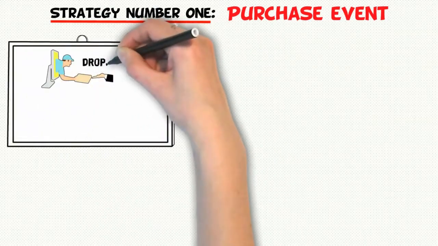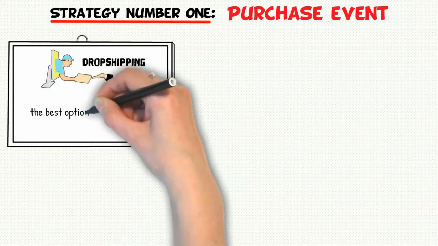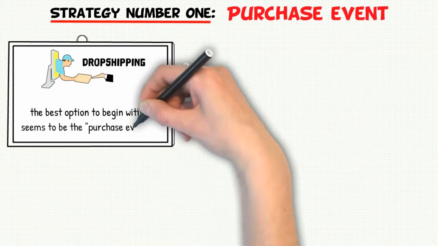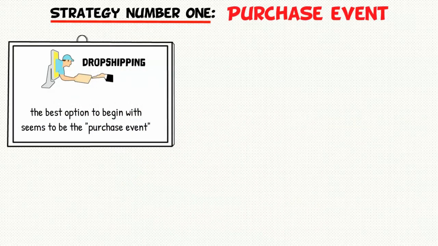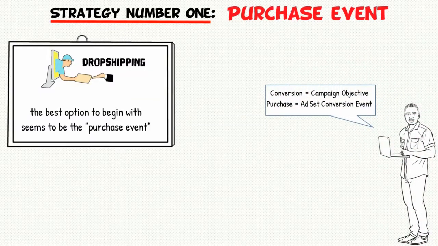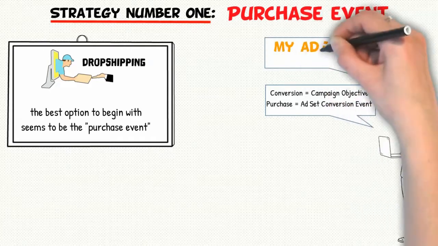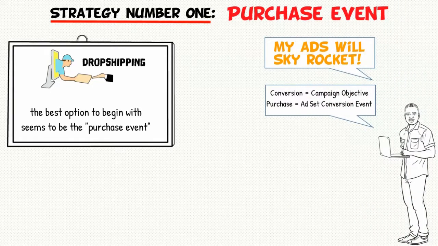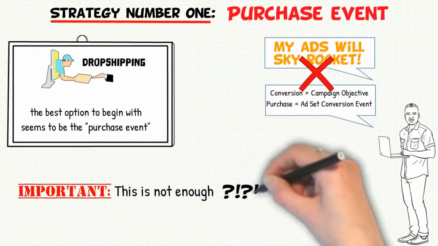Strategy number 1, purchase event. So, when you are operating as a dropshipper, the best option to begin with seems to be the purchase event. This seems easy, right? I will pick conversion as my campaign objective and purchase as my ad set conversion event, and my ads will skyrocket. Well, unfortunately, this is not enough.